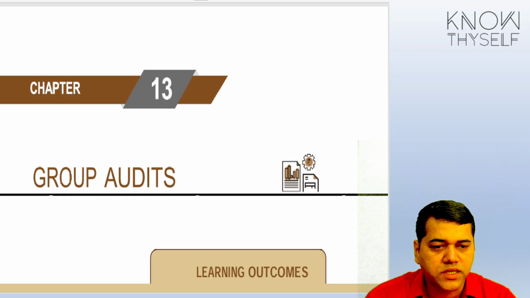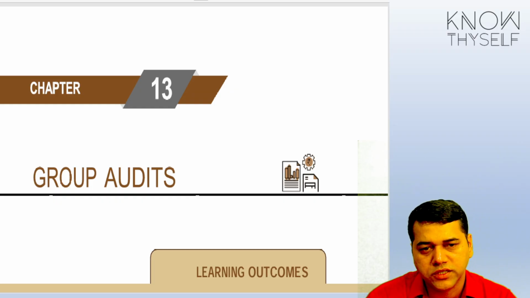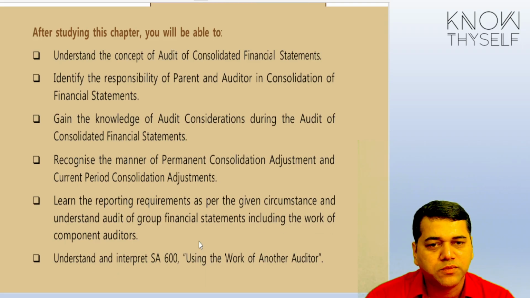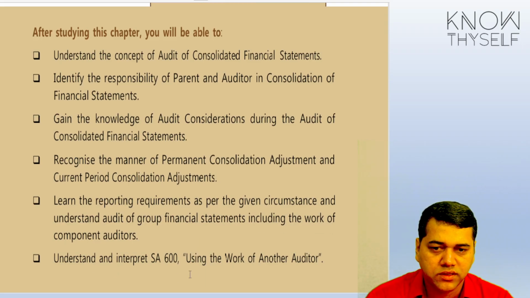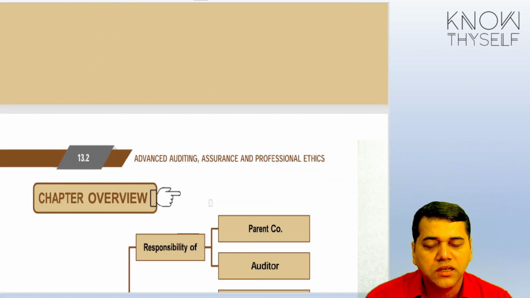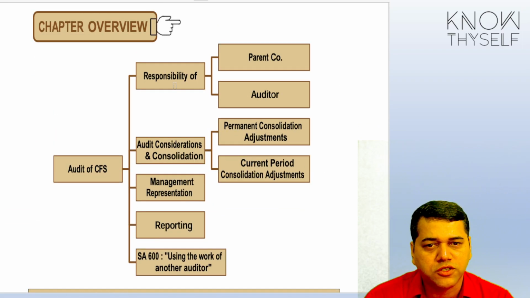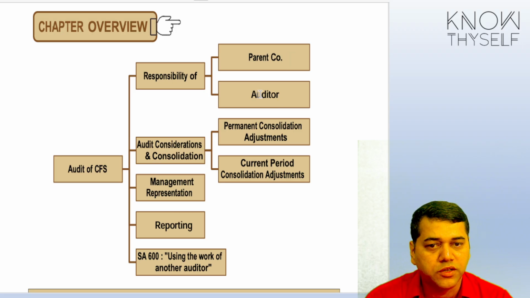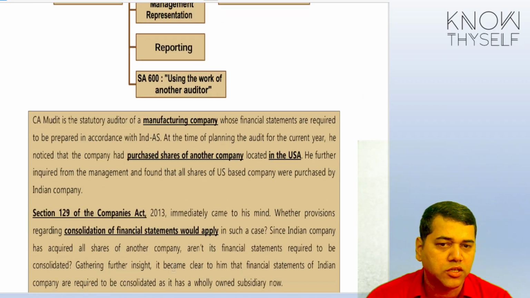So we will try to understand what they are trying to tell about the consolidation. This group audit or a consolidation audit is the audit of your consolidated financial statements prepared as per your accounting standard or Ind AS. We are going to come across some small concepts of SA 600 also, which we have already studied. Now, audit of CFS talks about the responsibility of preparation of the CFS by the parent, when they have to make the CFS, what is the responsibility of an auditor, what are your considerations like permanent adjustments and current period adjustments, what representation, reporting and the using work by the other auditor.